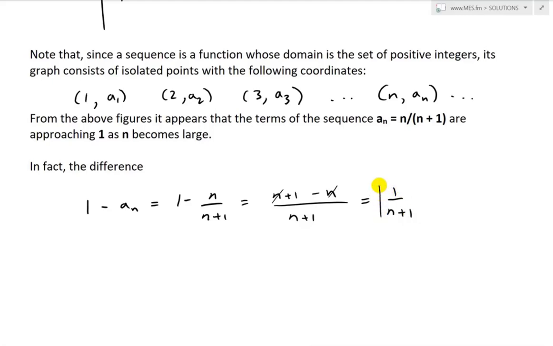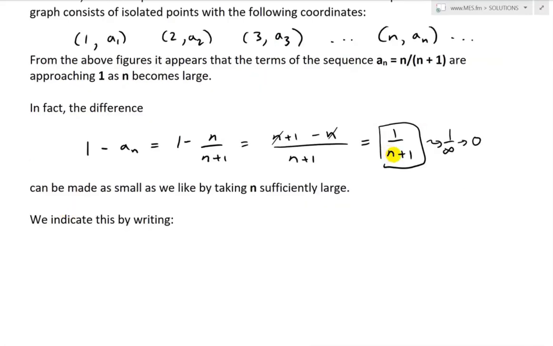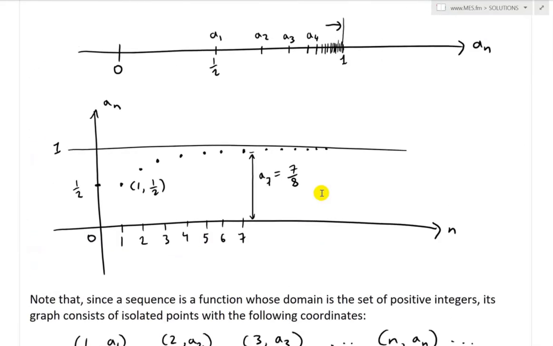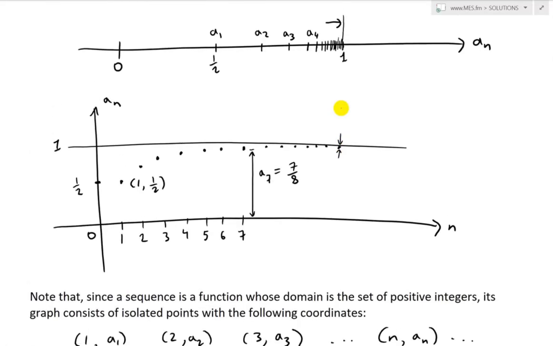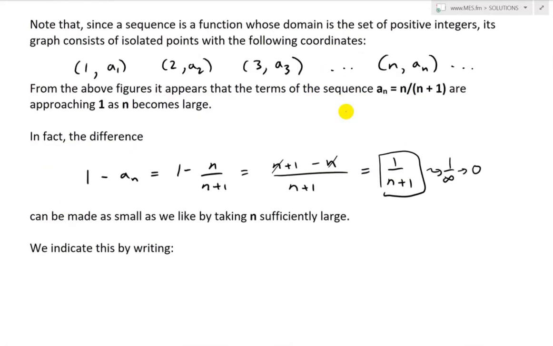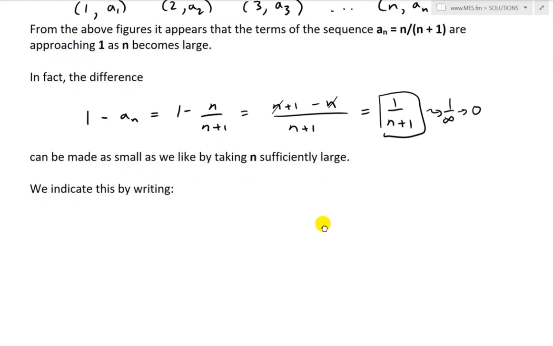In other words, this value is approaching 1 over infinity as n approaches infinity. When n gets super large, it's approaching 0. Any number you put in, you can put bigger and bigger, and it's just going to get smaller and smaller. So the difference between the sequence and 1 can be made as small as we like by taking n sufficiently large. That difference is getting smaller and smaller, closer to 1, so there's eventually 0 difference as the limit goes to infinity.